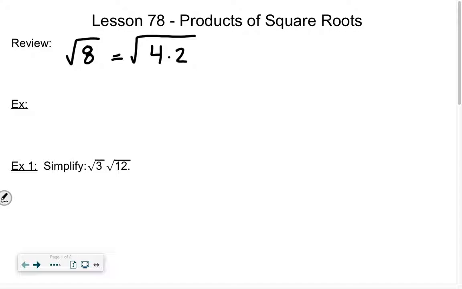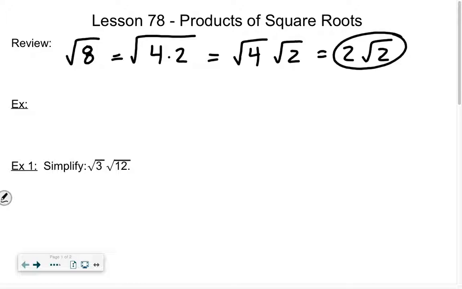And then after that, what we did is we split these up. And the reason we split them up, because now we know that 4 is a perfect square root, which means the square root of 8 can simplify down to 2 square roots of 2.